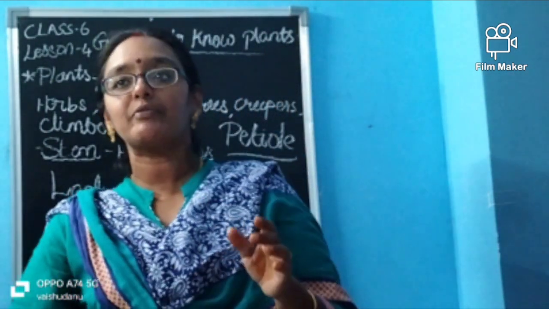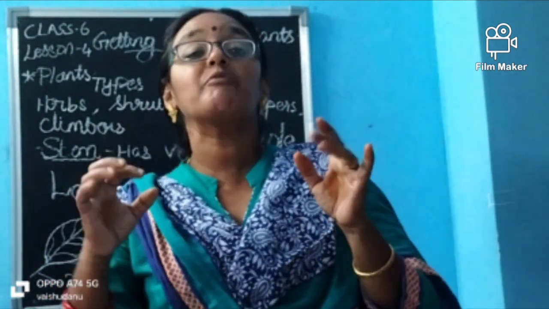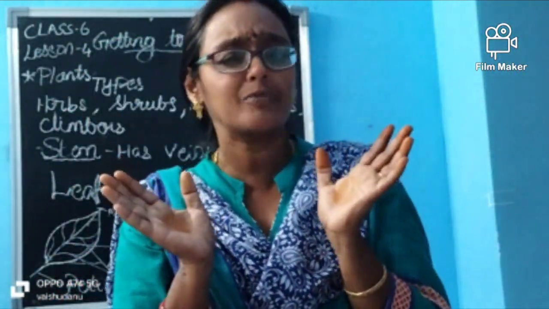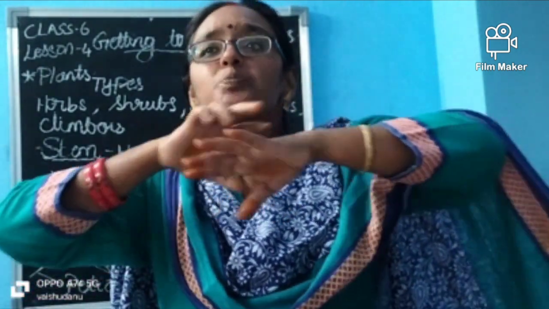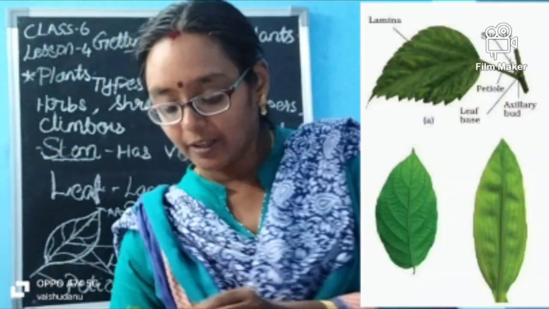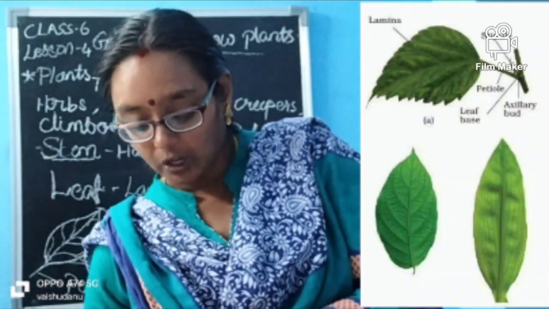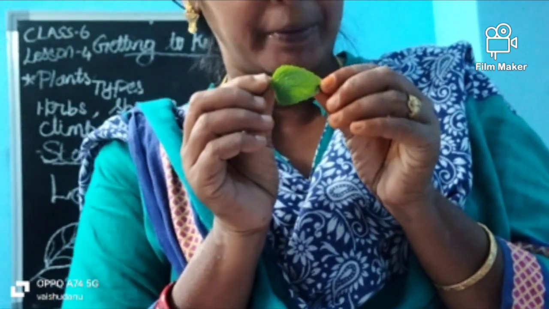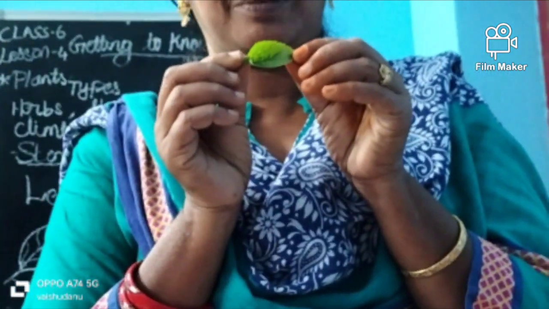In the case of reticulate venation, from the midrib, the veins are spread in the form of a network. The veins will not be regular. They will be spread towards the whole part of the leaf. This kind of venation is called what, ma? This is called reticulate venation.